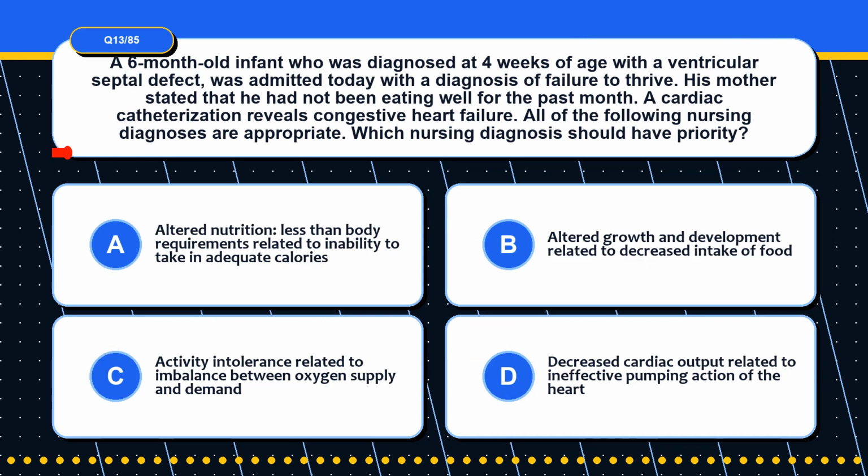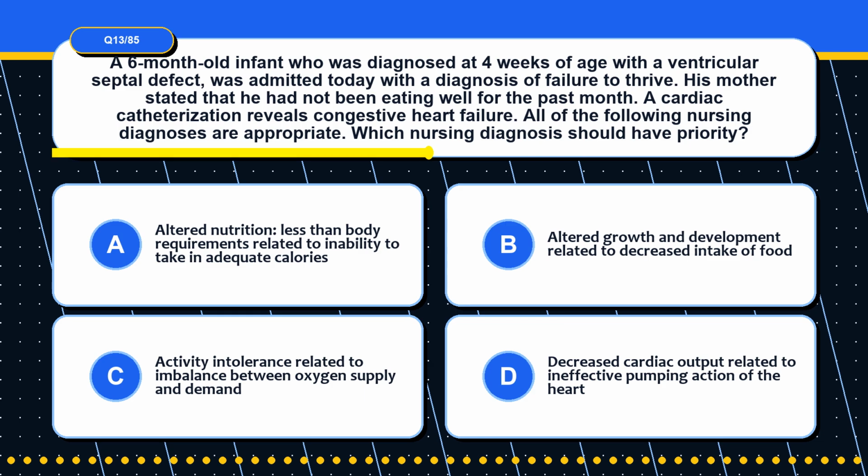Question 13. A 6-month-old infant who was diagnosed at 4 weeks of age with a ventricular septal defect was admitted today with a diagnosis of failure to thrive. His mother stated that he had not been eating well for the past month. A cardiac catheterization reveals congestive heart failure. All of the following nursing diagnoses are appropriate. Which nursing diagnosis should have priority?